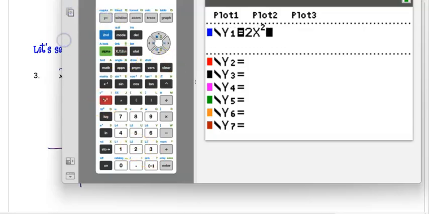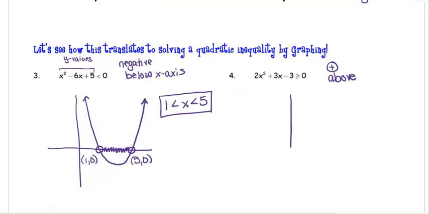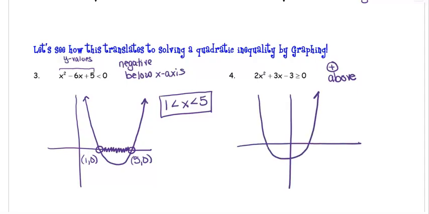I have 2x squared plus 3x minus 3. I'm going to graph that, and then I'm going to do a quick sketch of it. It looks something like this. Since it's greater than or equal to, we're going to have closed dots on it. And I want to know when it is above the x-axis. Well, it's above the x-axis in this left-hand section, so I'm going to shade to the left. It goes below it, so I don't want that section. And then it goes back above it as I move off to the right.